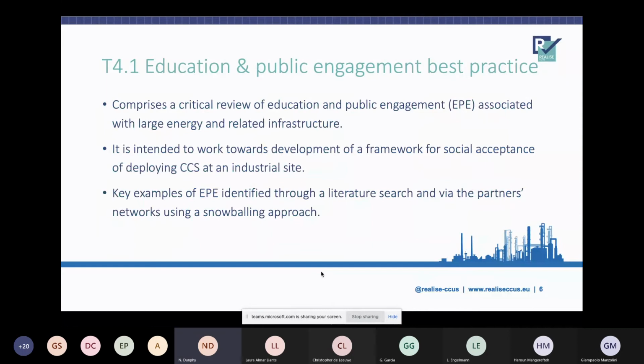So this task, which I'll be focusing on, comprises a critical review of education and public engagement activities associated with large energy and related infrastructure. It's intended that this work will contribute towards the development of a framework for social acceptance for deploying CCS at an industrial site. We identified key examples of education and public engagement through literature research and via partners' networks using a snowballing approach.